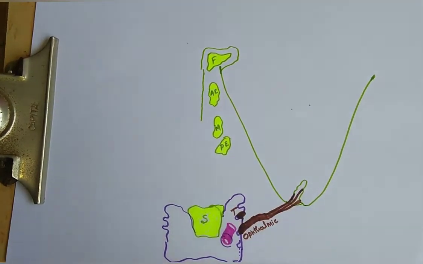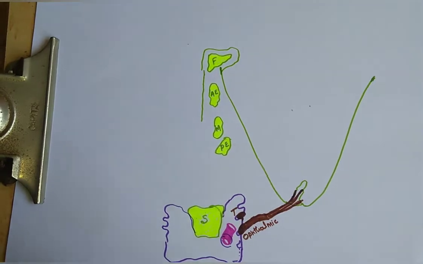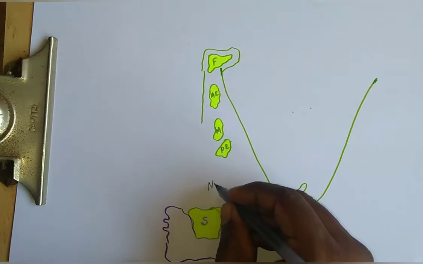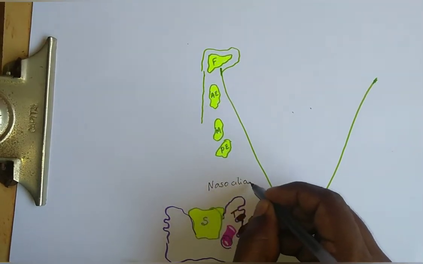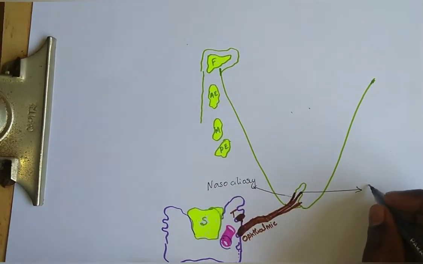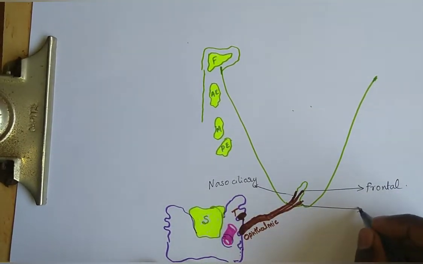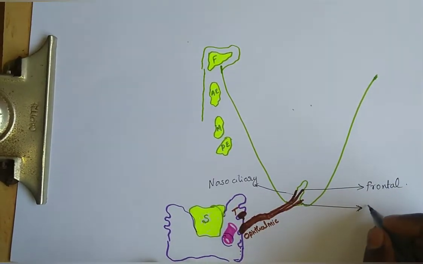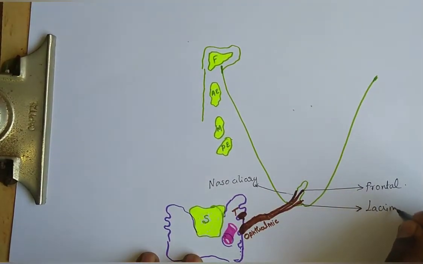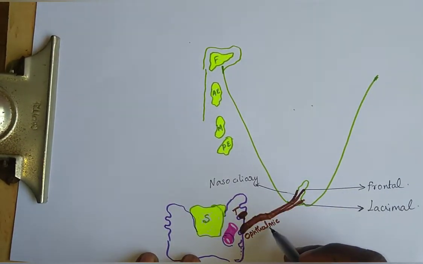before entering the superior orbital fissure, namely, from medial to lateral, the nasociliary, the frontal, and the lateral most the lacrimal nerve. These are the three main divisions of the ophthalmic nerve.